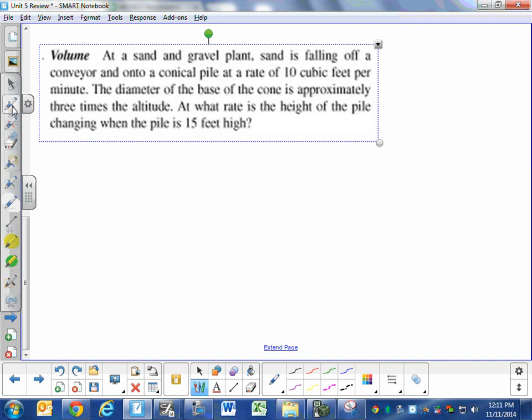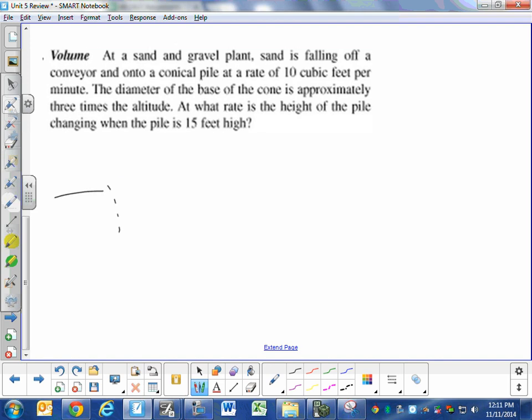Here we have a situation where sand is falling off of a conveyor onto a kind of sand pile at a rate of 10 cubic feet per minute, so that is a dV/dt. The diameter of the base of the cone is 3 times the altitude. So this and this are related. That's the height.